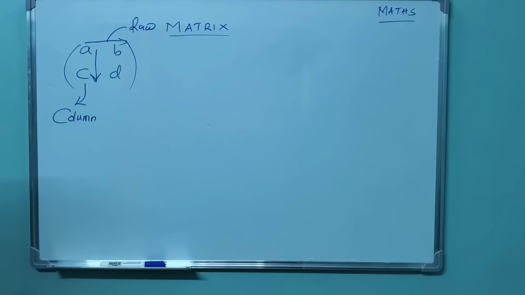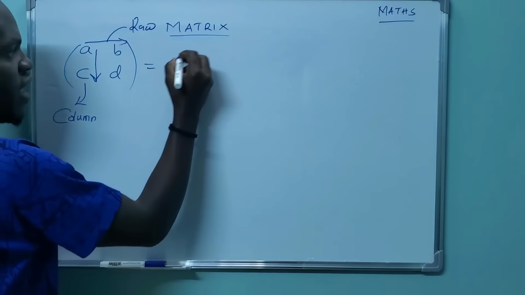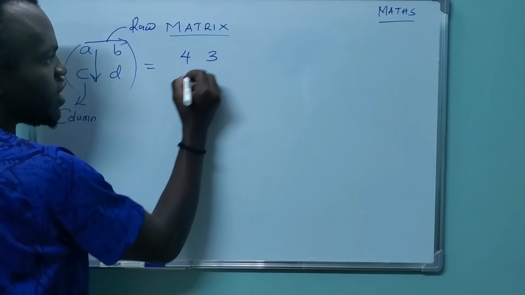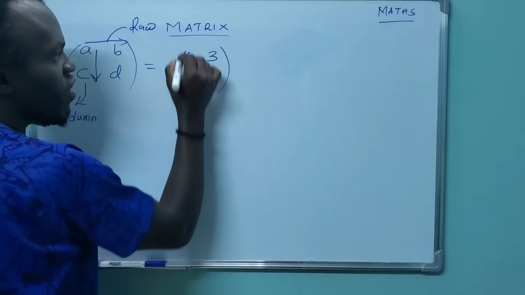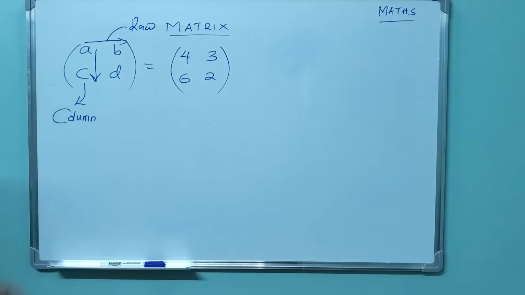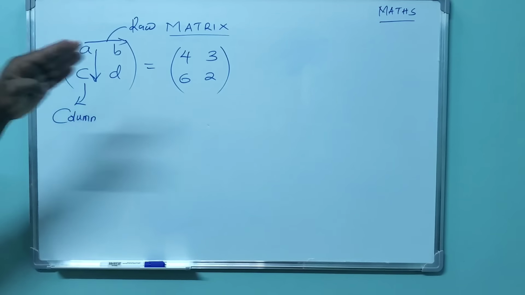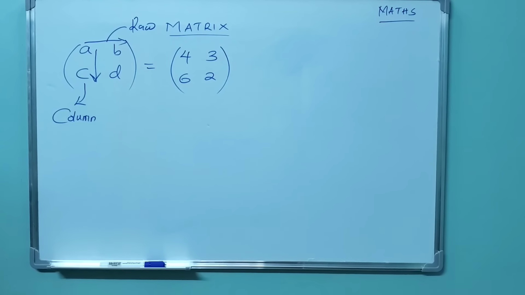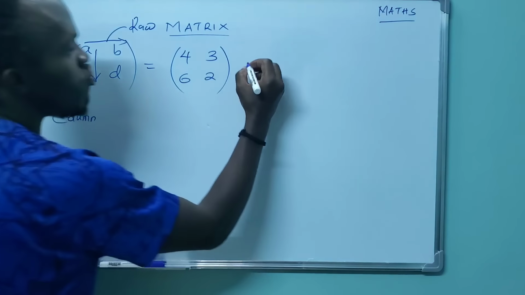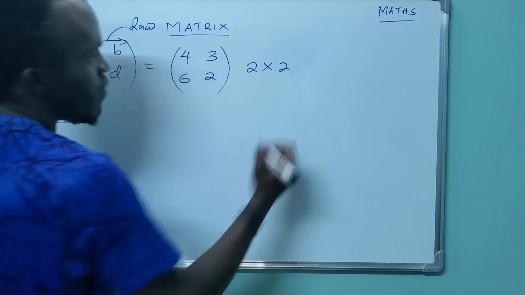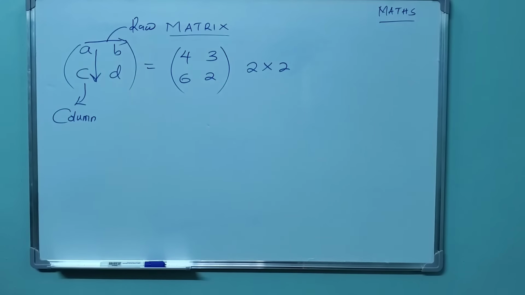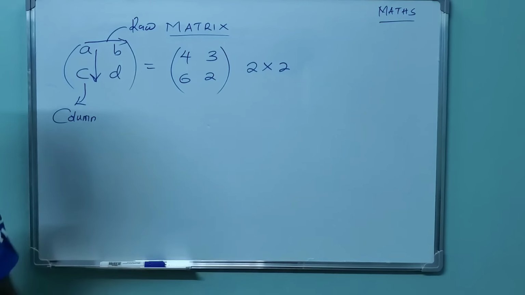So, let's begin. That example contained letters. Now, if you want a matrix that contains numbers, we can have a matrix like 4, 3, 6, 2. This is a type of matrix, and it has 2 rows and 2 columns. This type of matrix is called a 2 by 2 matrix, which means it has 2 rows and 2 columns.